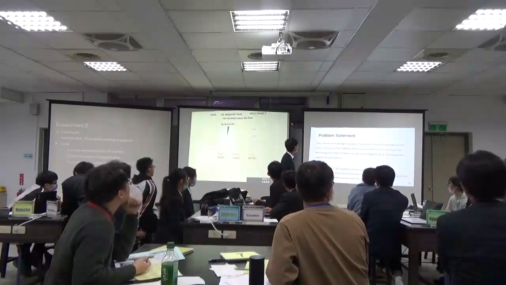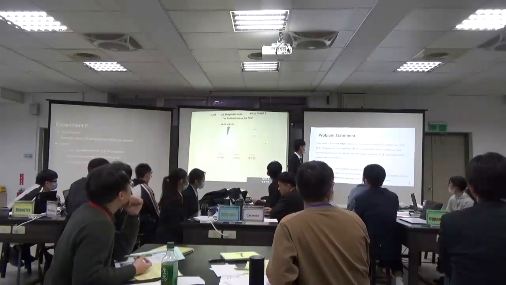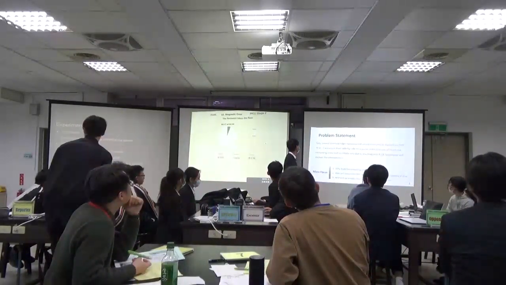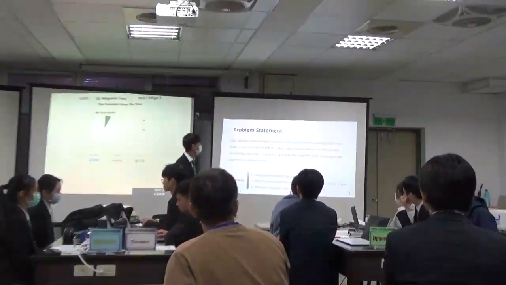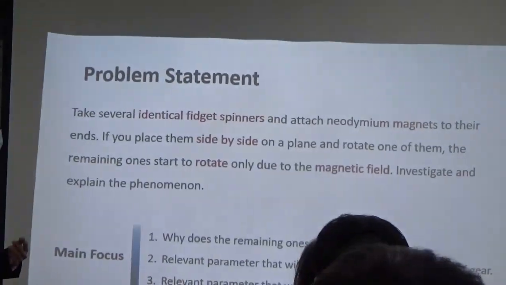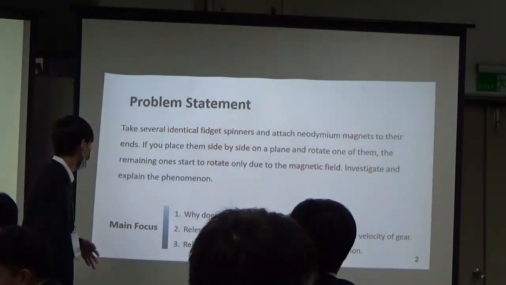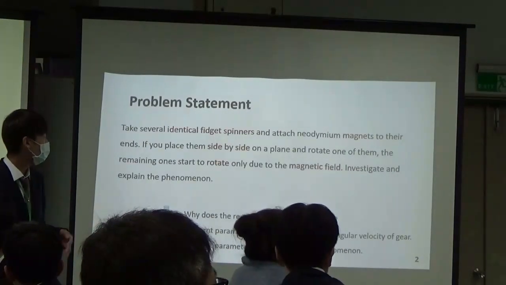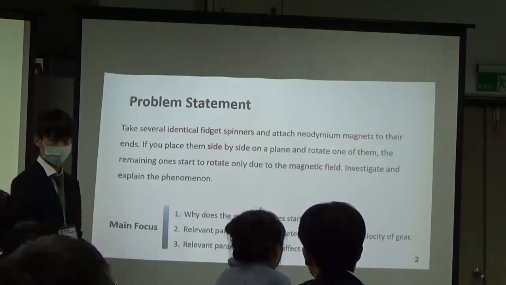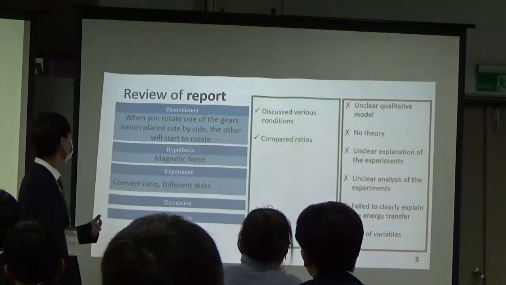The problem statement: take several identical gears and attach neodymium magnets to their ends. If you place them side by side on a plane and rotate one of them, the remaining one starts to rotate only due to the magnetic field. Investigate and explain the phenomenon. We are going to focus on why the remaining one starts to rotate and how the parameters affect the phenomenon. A review of the report.